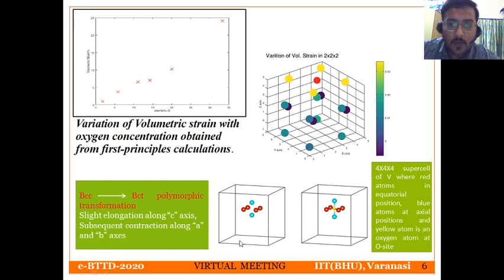But if we assume a supercell of vanadium with the blue atoms being the body-centered positions and the red being the equatorial positions, and if we systematically introduce oxygen in the octahedral voids, there is an elongation along the body-centered positions, which leads to a polymorphic transformation where a cubic crystal structure transforms to a body-centered tetragonal crystal structure.